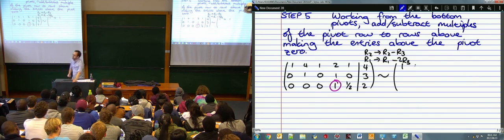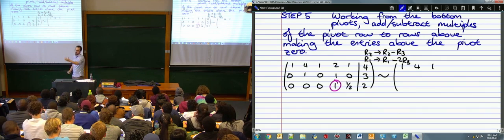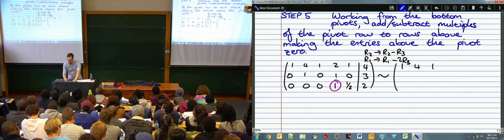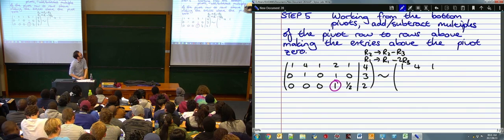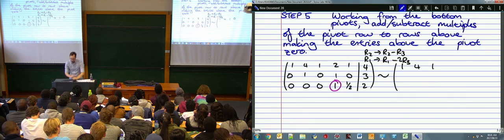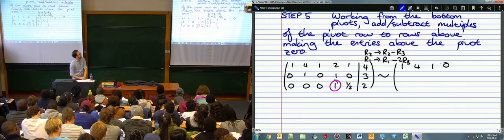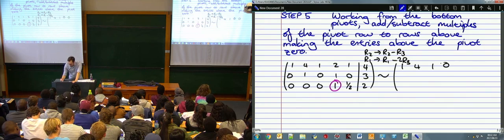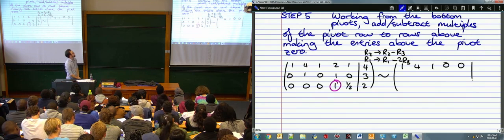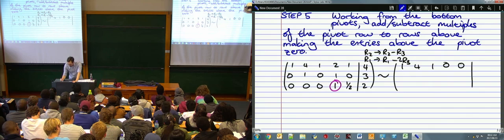The nice thing about doing this is that many of the entries don't change now. The entries to the left of your pivot don't change. You don't have to worry about them. Over here, we do have to do a little bit of thinking. So 2 minus 2 times 1 is 0. 1 minus 2 times a half. 2 times a half is 1. So 1 minus 1 is 0. And 4 minus 2 times 2 is 0.